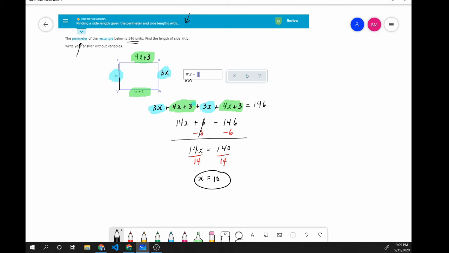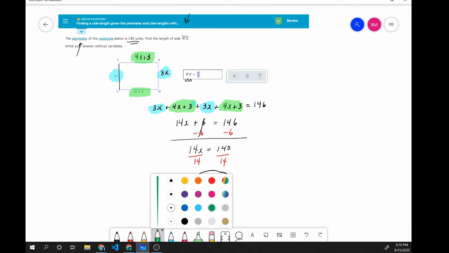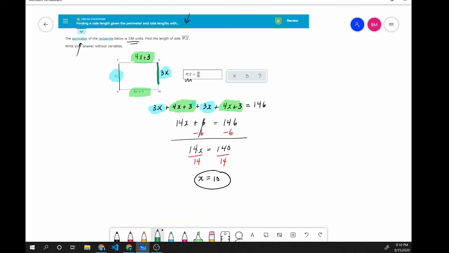Now, many of you may be tempted to put in 10 as the answer, but it's not actually asking for x. Sometimes it will, but in this case, we're actually asking for wx. So on my picture, I see that wx is right here. Put a nice thick green marker. So wx is right there, and it's equal to 3x.